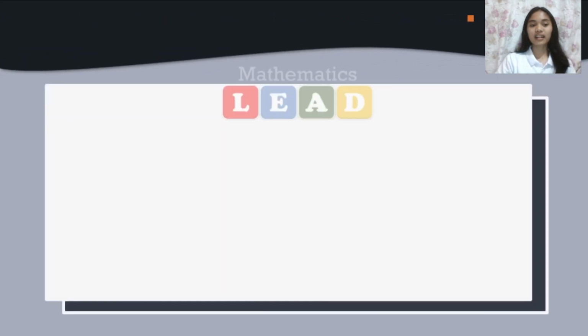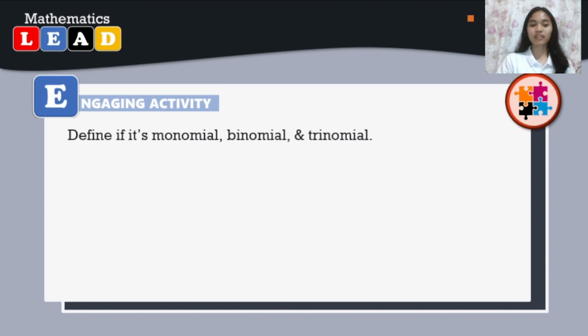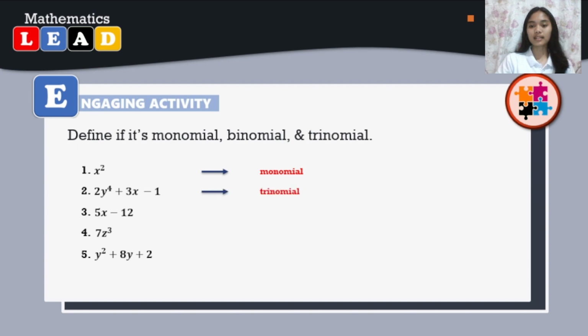Before we discuss our lesson, let's have some engaging activities to have some background about polynomials. So, I will present some different polynomials and you will determine if it's a monomial, binomial, or trinomial. You can pause this video to answer it on your own and play it if you want to check if your answers are correct. So, the first one is monomial, the second is trinomial, then binomial, monomial, and lastly is trinomial.